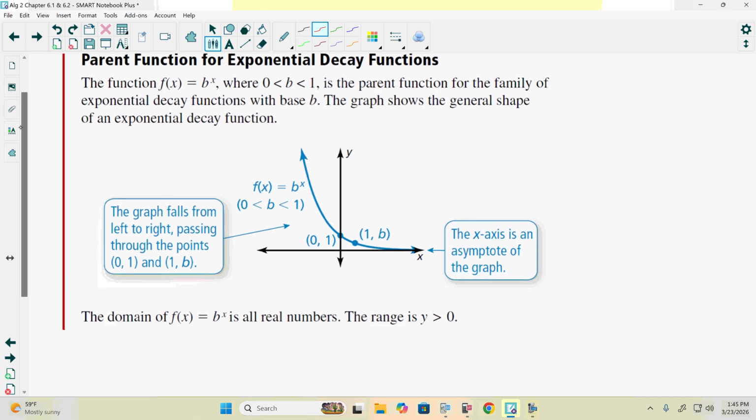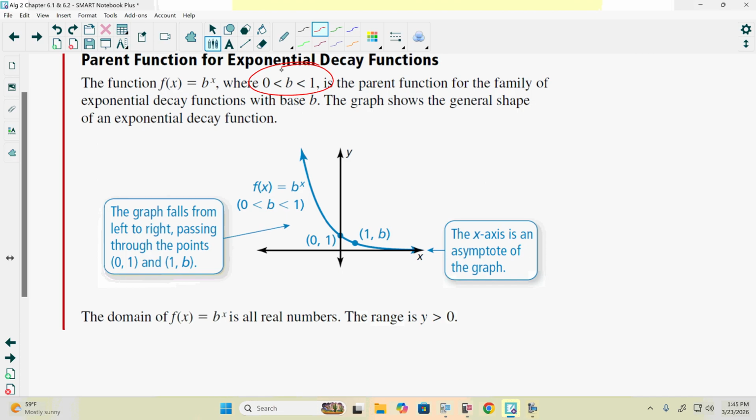The other one we have is exponential decay. Exponential decay, if that value of b is between 0 and 1, focus up, then it's going to be decay. If that value is between 0 and 1, it's decay. If it's greater than 1, it's growth. Between 0 and 1 is decay. It's going to be decreasing.